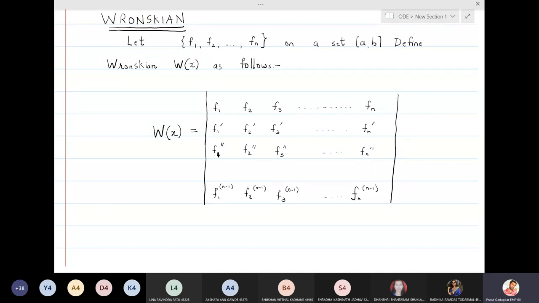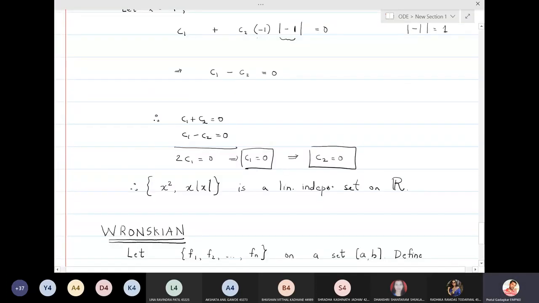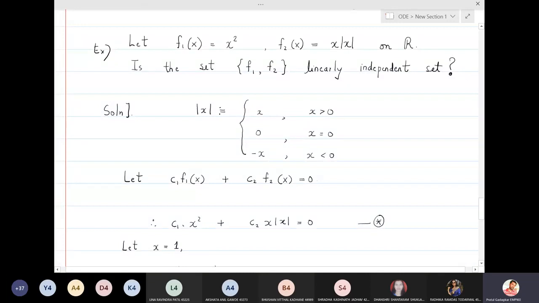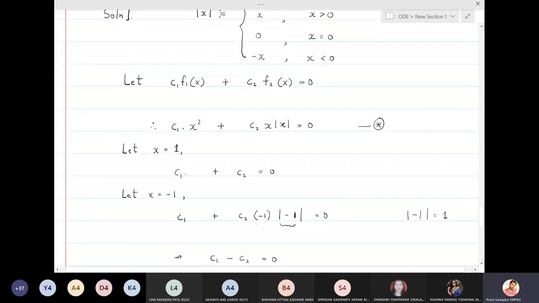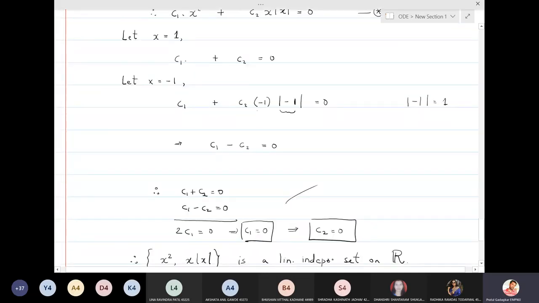Now all of you have understood that I want to find the linear independence of functions using the method of Wronskian, which was not there in the earlier definition. If you look carefully at this definition, C1 F1 plus C2 F2, when you were solving that, you were nowhere finding the derivative of the functions. You just substituted x equal to 1, x equal to minus 1, or x equal to 2, and you got equations. Then you solved those equations and declared that the set is linearly independent.